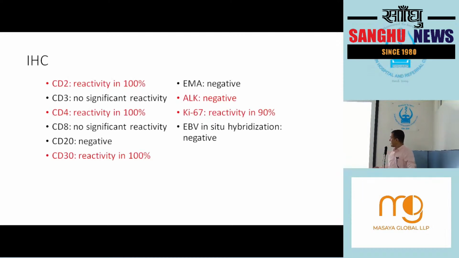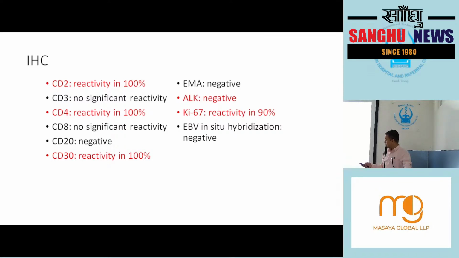But still, I did an IHC. I have sent it to Professor Kemp. CD2 was positive in 100% of cells. CD3 is negative. It's a good T cell marker, but it is negative. CD4 nearly 100%. CD30 100%. ALK negative, EMA negative. Ki-67 very high.